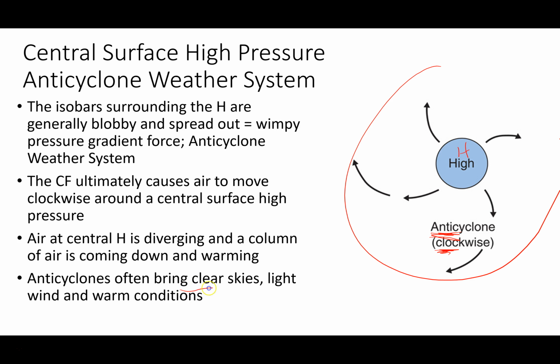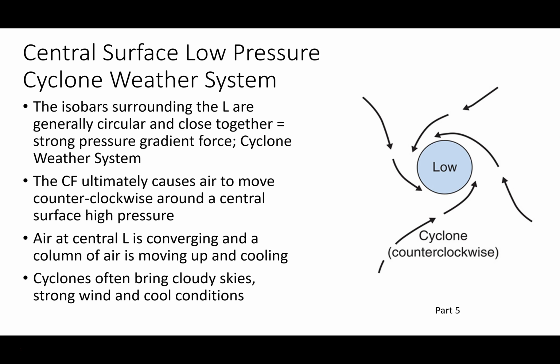The other thing, and we touched on this in lab, is your central high pressures will have clear skies and probably warm conditions. Wimpy pressure gradient, which means wimpy winds if at all. Then we'll contrast that to your central low pressure on the weather map. We call that a cyclone. Your wind will be going counterclockwise, just as the same rotation in the northern hemisphere. And that's where you might possibly have tight isobars, strong winds, cloudiness, cool conditions.